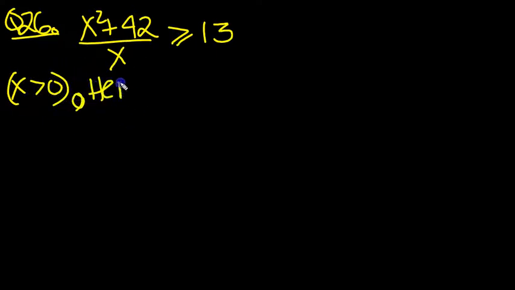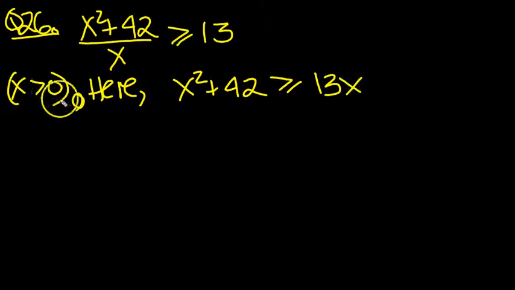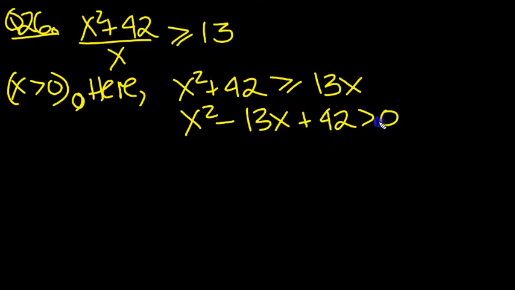So here then, what have we got? We've got x squared plus 42, and now we can simply move this up. It's greater than or equal to 13x, because we're considering the problem in this context. So this is positive, so it won't change the inequality. And this gives, move the 13x over, x squared minus 13x plus 42 is greater than or equal to 0.